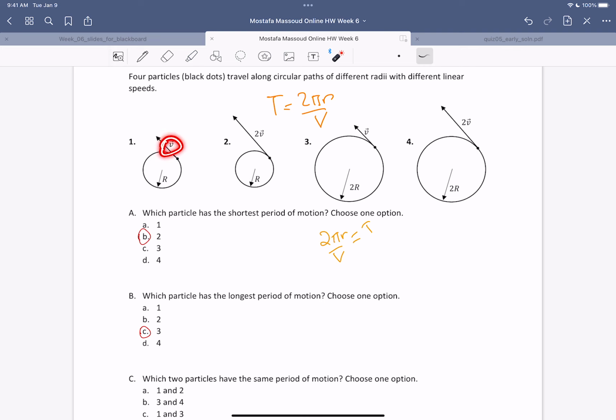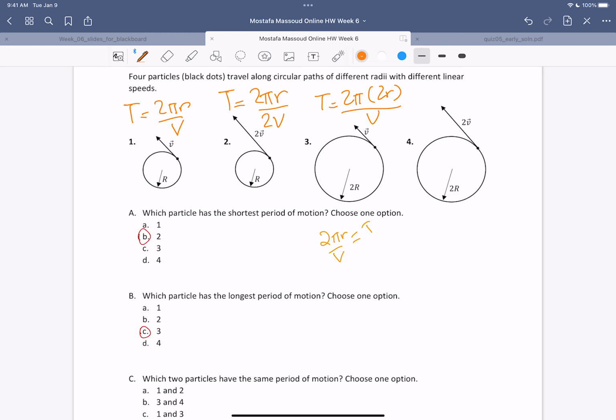You can say that if v is 1 and r is 1, then you just get t is equal to 2 pi r over v for the first one. Now the second one: t is equal to 2 pi, same r, but now 2v. That's like half the original period. How about particle 3? We have t is equal to 2 pi 2r over v. That's twice the original period, because we just multiplied this by 2, because we did 2r.